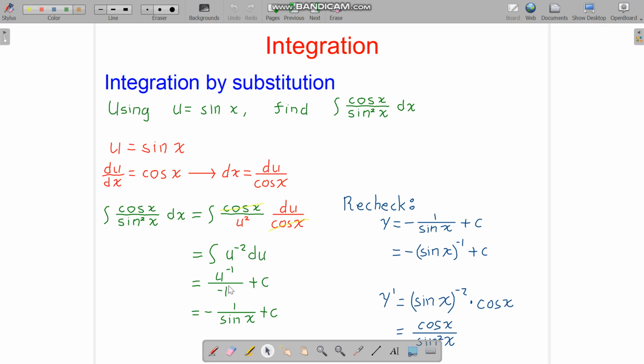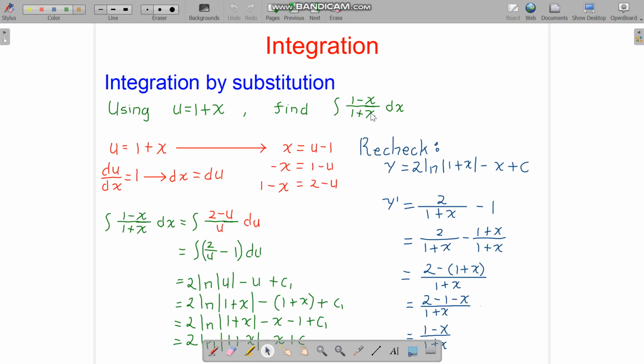So we get u to the power of minus 1 divided by minus 1, the usual rule of integration. So we have minus 1 over sine x. This is the final answer, and you can recheck. If this is the y, then the y prime is exactly the same as the integrand here.